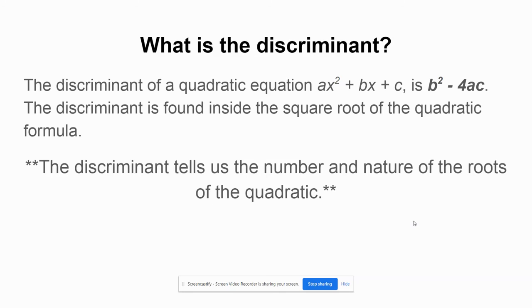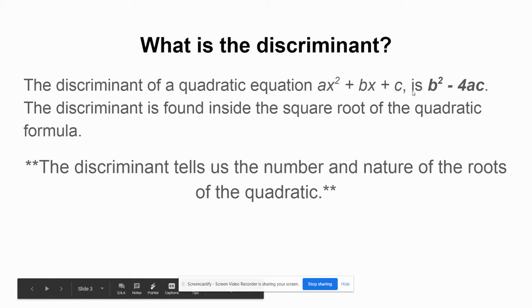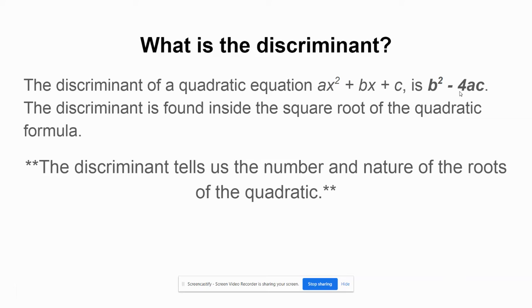So the discriminant is the part that's inside of the square root in our quadratic formula, that b squared minus 4ac. Excuse me, b squared minus 4ac. So that b squared minus 4ac is the discriminant. And what that's going to do is tell us how many roots or zeros or solutions we have and the nature of those roots of our quadratic.